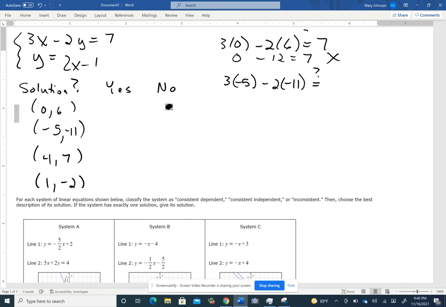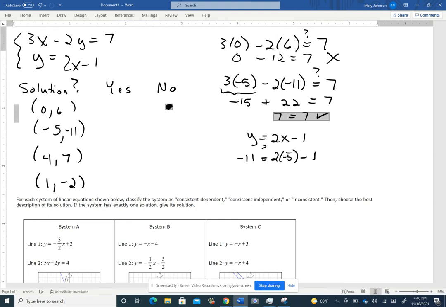Okay? So then I try the next point, negative 5 for x, negative 11 for y, and I need that to be 7 again. So that's negative 15, that's plus 22, and I would get 7 on that one. So it checks on the first one. You need to be careful because it needs to do more than just check on the first one. So you have to take the second equation, and I'm going to plug in the negative 5 for the x and negative 11 for the y, and I need that to also be true. So negative 10 minus 1 does wind up being negative 11. So that one checks on both.